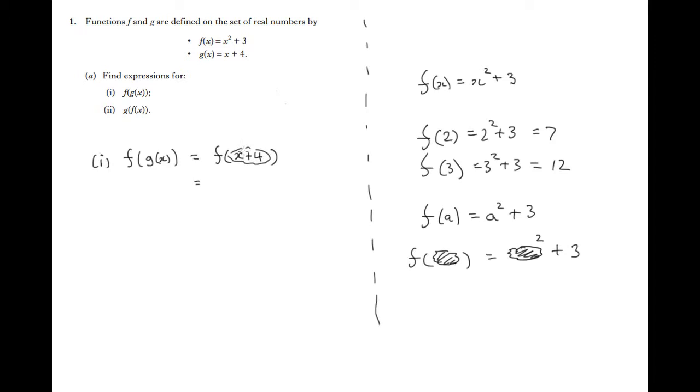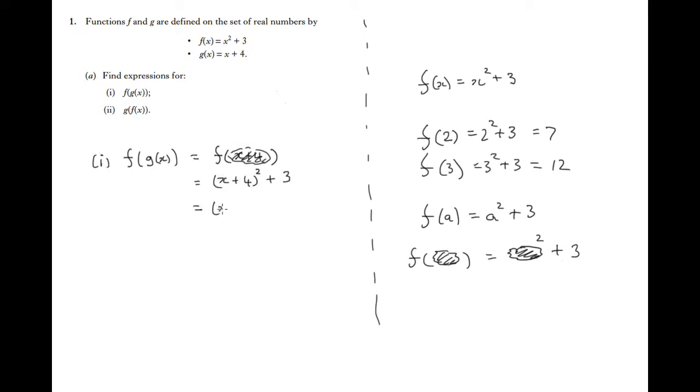There's the bit that we have there. And what f does is squares it and adds 3. So we're taking x plus 4, squaring it, and adding 3. Let's just repeat that. Inside f, you're putting g of x, which is x plus 4. So what does f do to x plus 4? It squares it, brackets are important, and then adds 3.